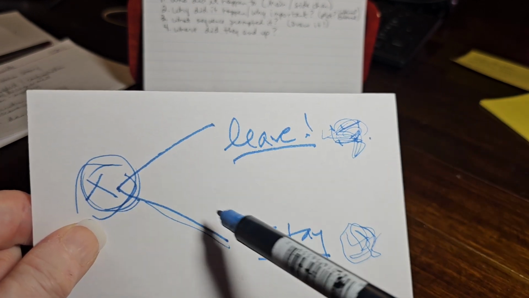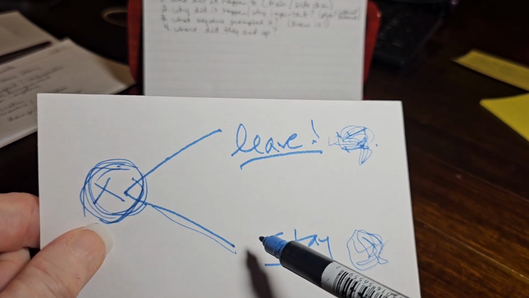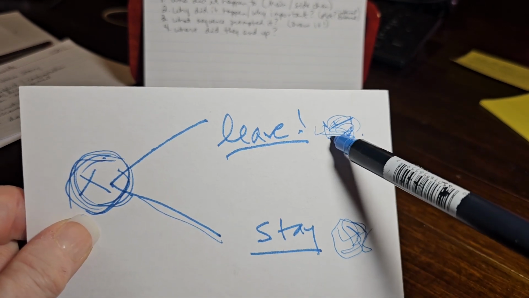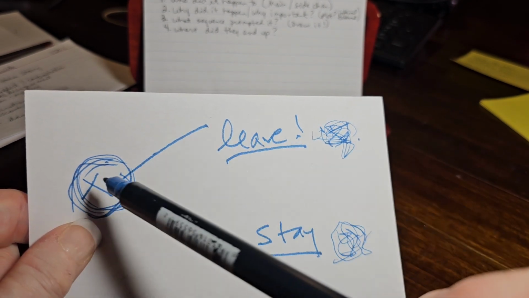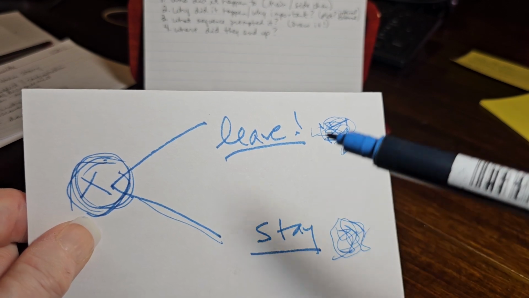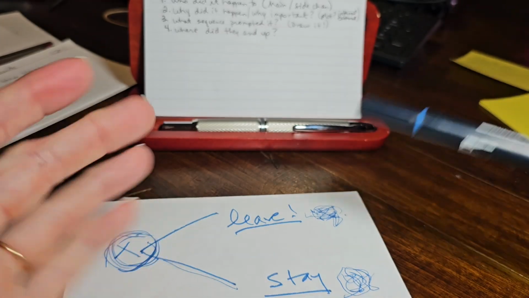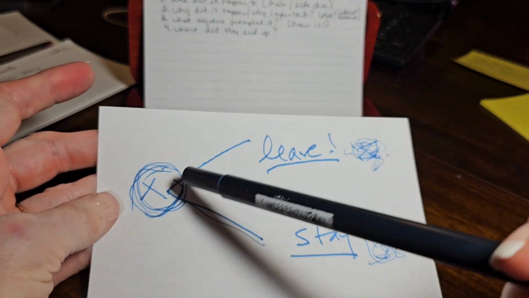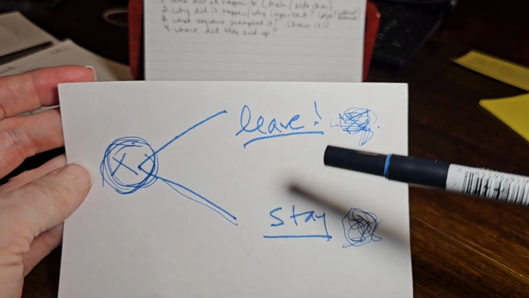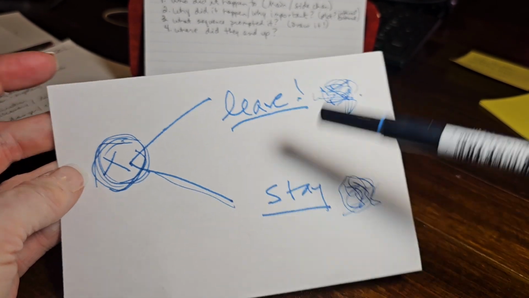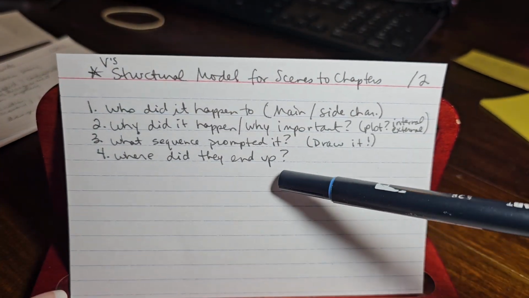So draw out from whatever the X event is, what are the possibilities of leaving or staying, and then what are the consequences of those possibilities. That's another way to look at the flow of your story and help yourself see the higher level picture so that you can make decisions about what actually needs to happen next. Actually drawing it out, modeling that story, can help you figure out what the next scenes or sequels or plot points need to be. And then the fourth and final suggestion is, where did they end up?